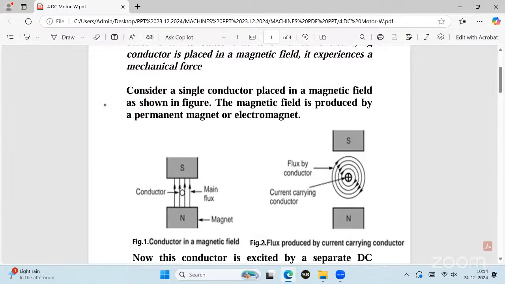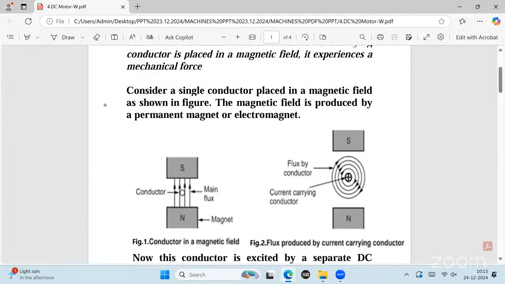In the magnetic field, what have I placed? A conductor. It is nothing but a practical armature. I cannot draw the armature, so instead of the armature, I am taking only a copper wire called a conductor. I am placing it in the magnetic field to understand the concept. This is the first question. Clear?